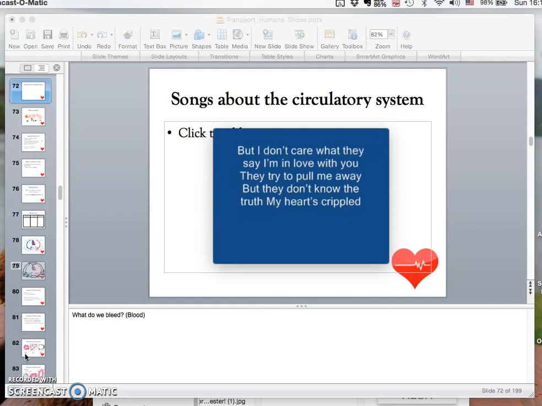We're going to listen to a song together. And in this song, you're going to find lots of references to the circulatory system. Alright, so just have a look, have a listen, and sing along.